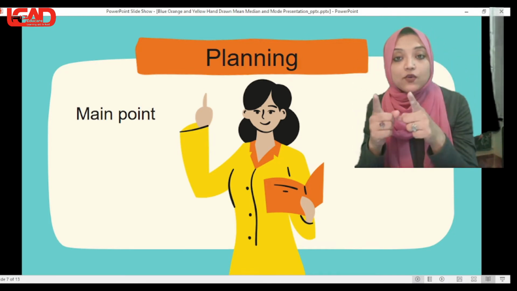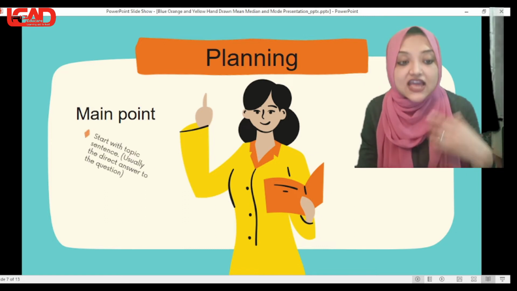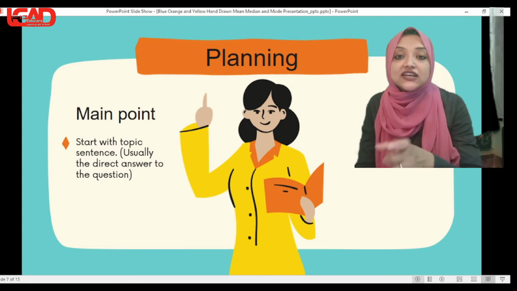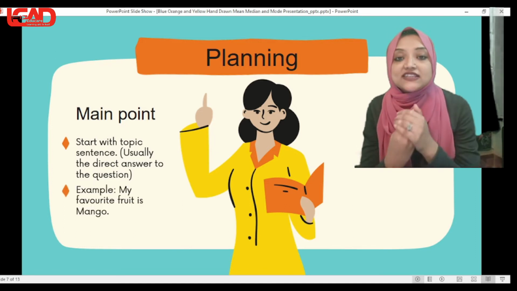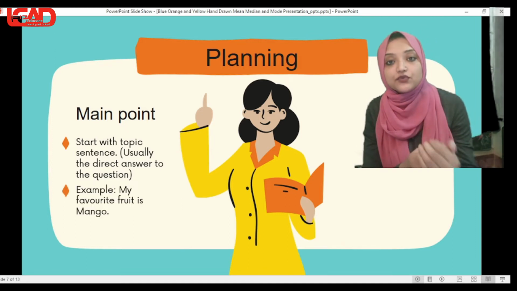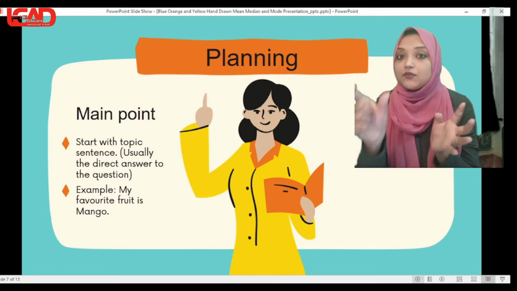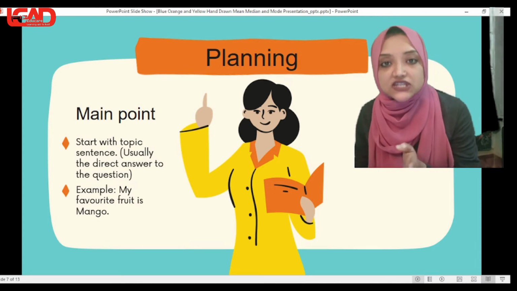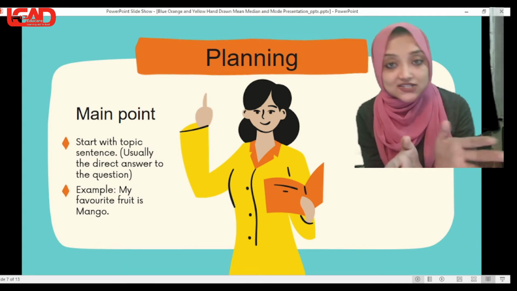That yes, this is the question, I'm going to start my answer with the main point. What is the main point? Main point is your topic sentence, and it's directly related to your question. So for example, if the examiner asks you what is your favorite fruit, when answering, you should start your answer with the main point that is directly related to your question. My favorite fruit is. Now, some of you may find this is a question they will never ask in the exam.